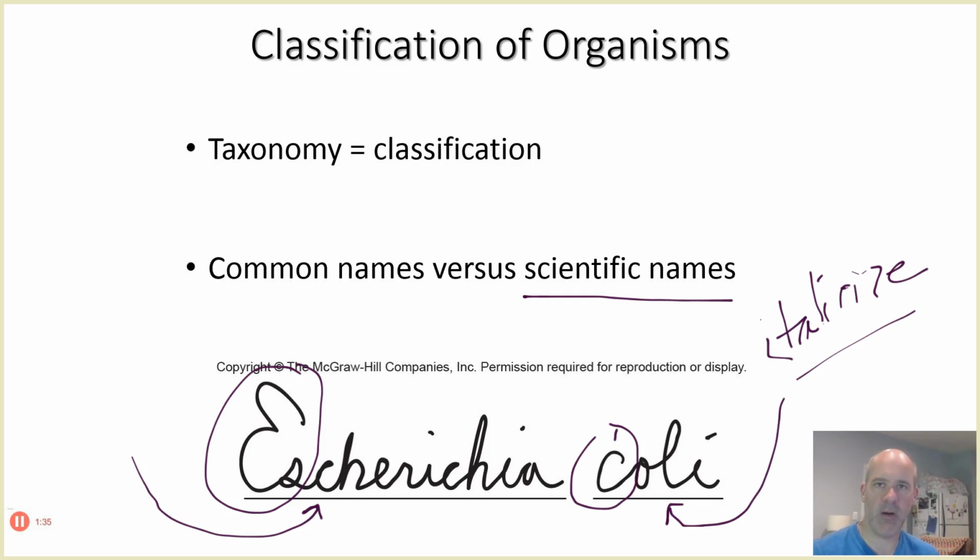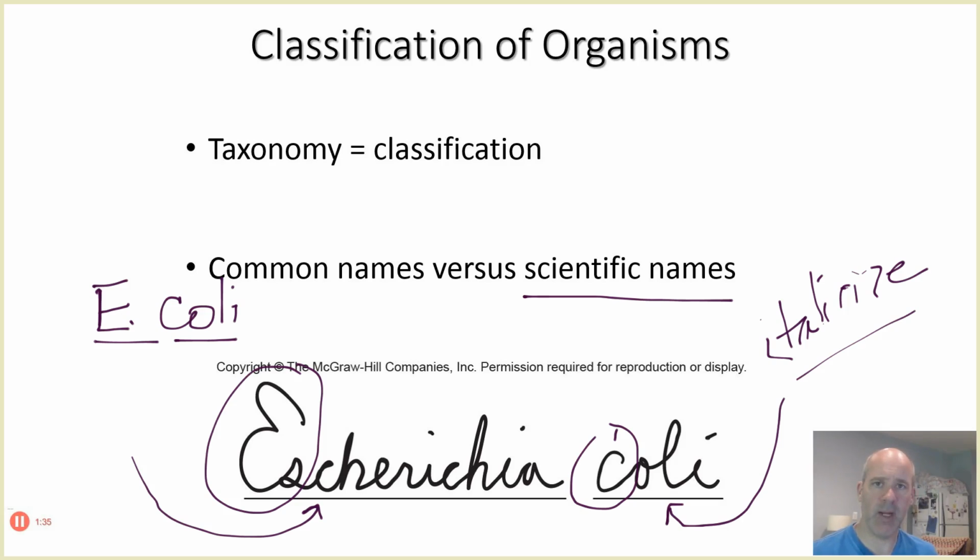Now, if you were writing a paragraph about Escherichia coli, the first time you mention it, you want to spell out the entire name. After that, it is okay to abbreviate. So you could abbreviate as E. coli from that point forward. That's probably how you guys have heard of Escherichia coli before. You've heard about it as E. coli. But technically, the first time you mention it or write it out, you are supposed to spell out that genus name the first time.